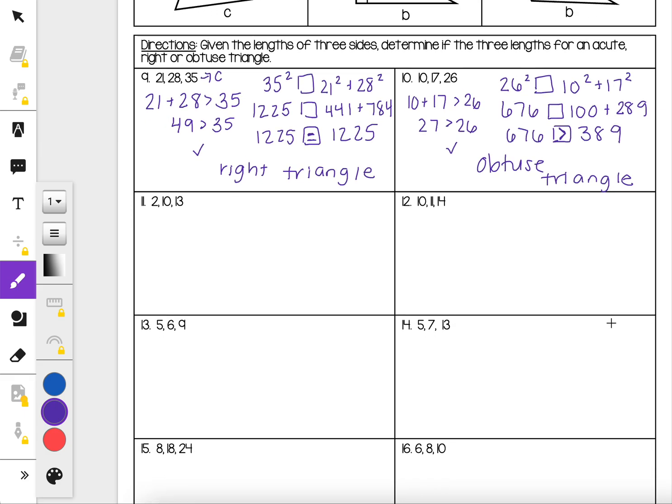I'm going to go in detail for the next two questions. So for number 11, first I want to make sure that this is a triangle. So 2 plus 10 is greater than 13. Now, when I do this, I get 12 is greater than 13. I know that's not true. So I actually don't have to go any further. This is not a triangle. If I try to make a triangle with these three sides, the triangle inequality theorem tells me that I cannot do that.